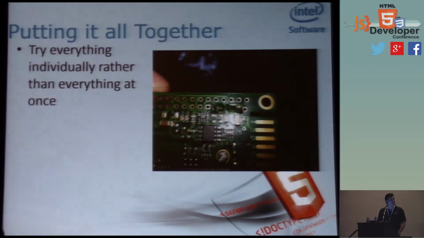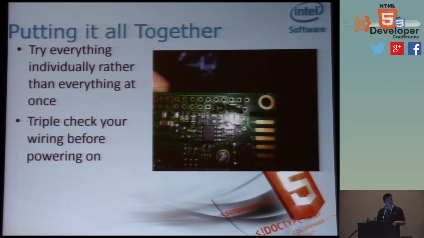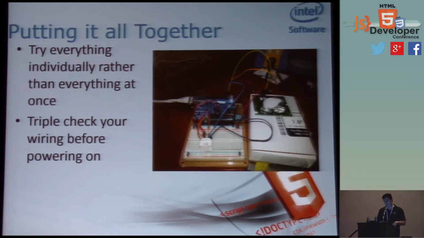So putting it all together, you want to try everything individually rather than at once. Here's just an example of me doing a really crappy soldering job. It took me about 2 hours to diagnose that I had overlapped some traces there. Triple check your wiring. It gets pretty crazy once you really start adding everything together, and you definitely want to do that before you power on, because this is how you blow up components. If you have things crossed, you don't have pull down resistors in the right place, things like that.